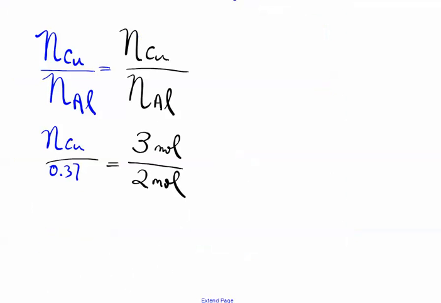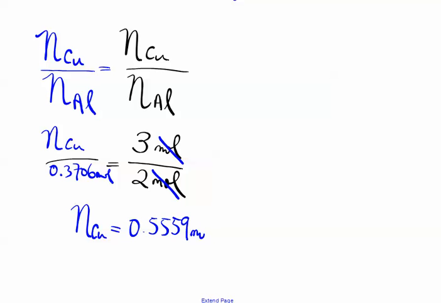0.3706 moles. Cancel, cancel. Okay, so I'm going to take that number, and if you think about it, just multiply it by 1.5. 0.3706 times 3 equals that, divided by 2 is 0.5559 moles.